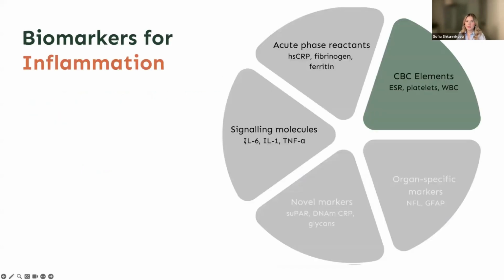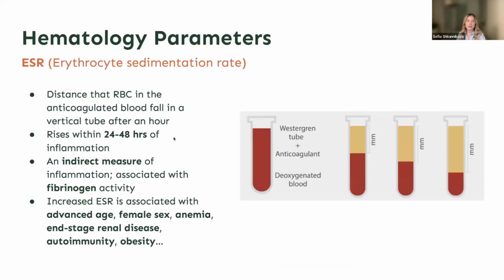We'll move on to the CBC elements right now. So the first one is erythrocyte sedimentation rate, or ESR. So the assay itself is very, very simple. It is literally the distance that red blood cells in the anticoagulated blood will fall in a vertical tube in an hour. Usually it will rise anywhere from 24 to 48 hours after the start of an inflammatory process.